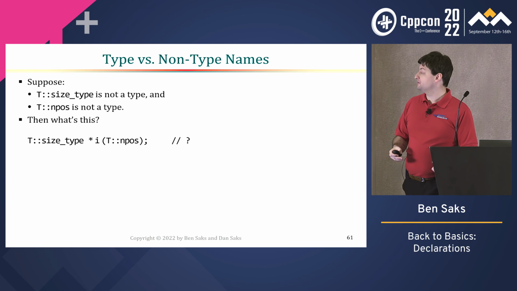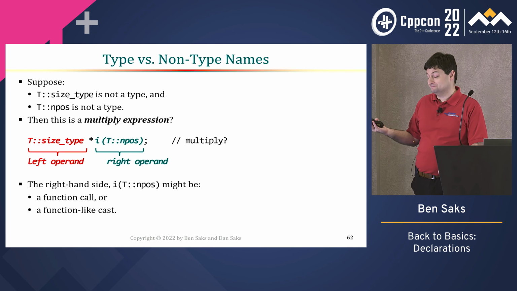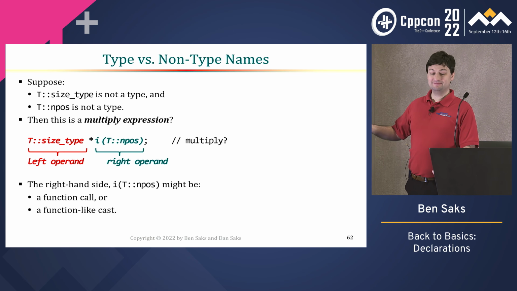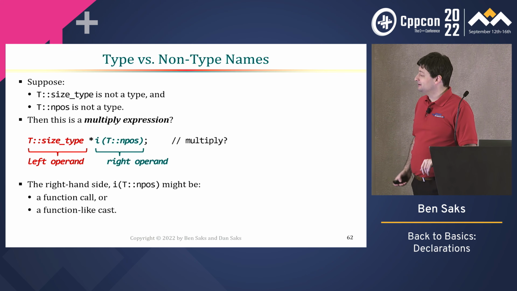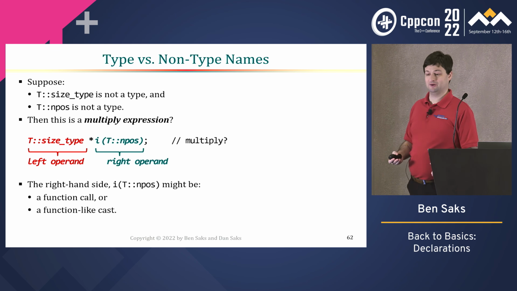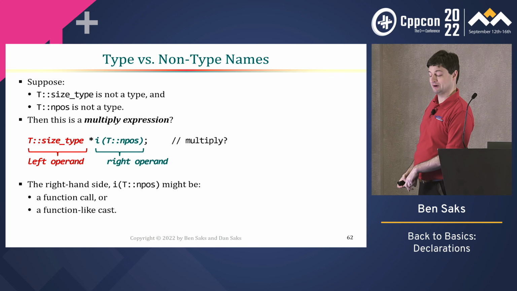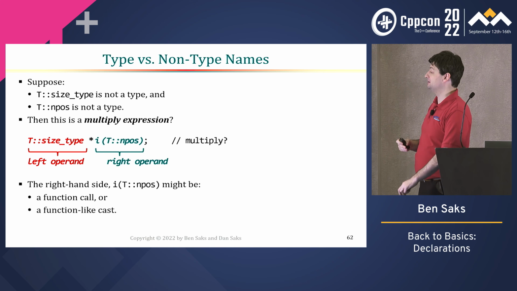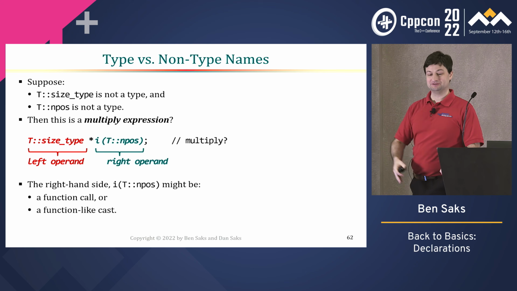Now, if neither one of them is a type, what do we have then? It's a multiply expression, I guess. I mean, there's a good chance that that doesn't compile at all, depending on exactly what non-type things npos and size type are. Even if it is a multiply expression, it's probably not very useful because usually we don't multiply things and then just do nothing with the result.